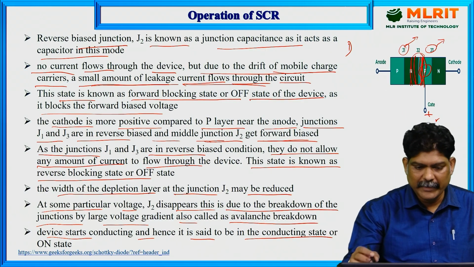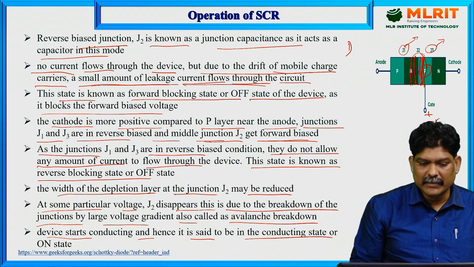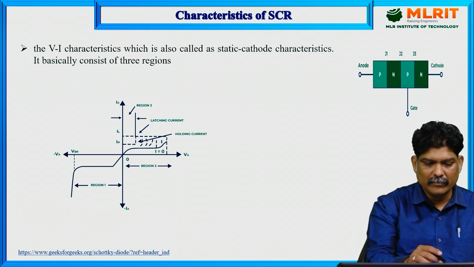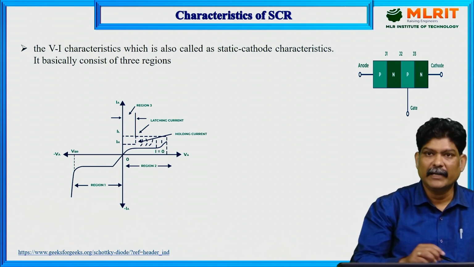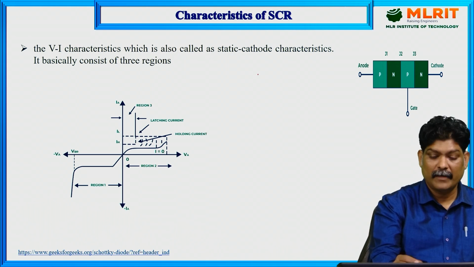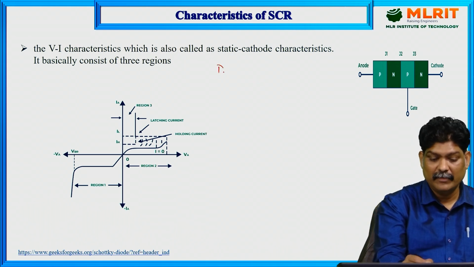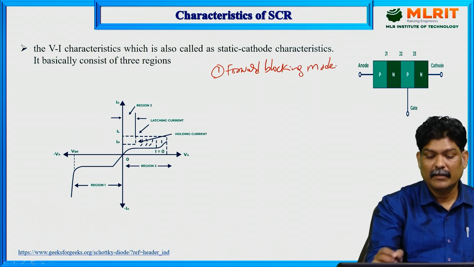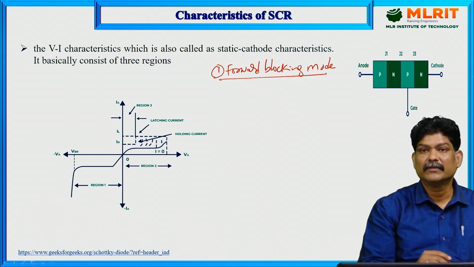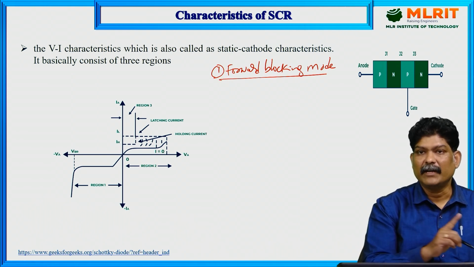I will explain here the different operating modes. Before going into detail about the characteristics of SCR, let me explain the different operating modes. First one is forward blocking mode. So what happens in forward blocking mode? We are not giving any supply.